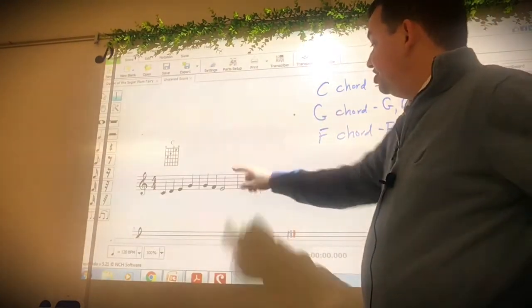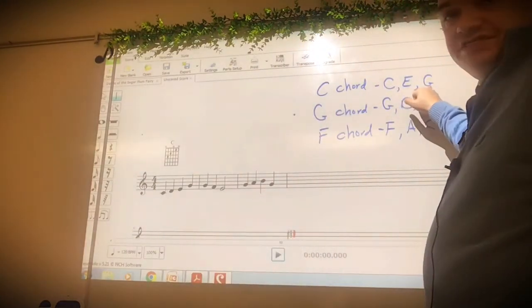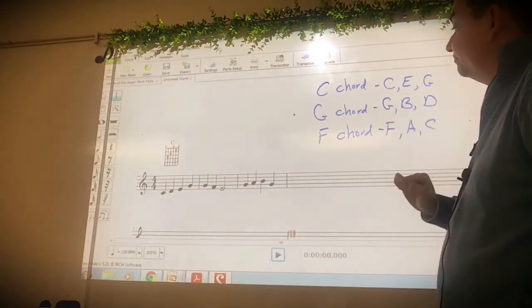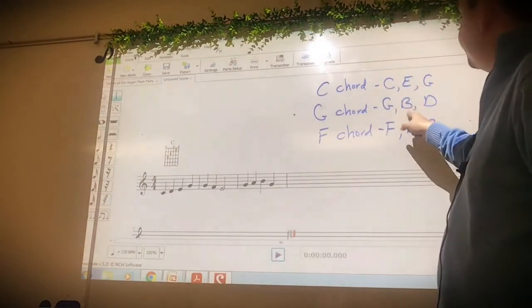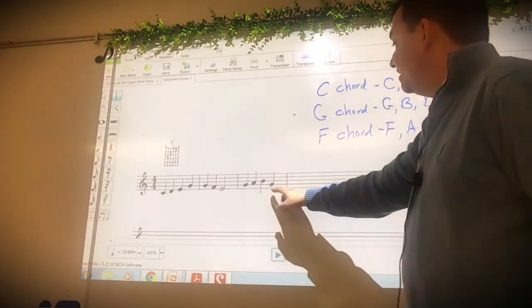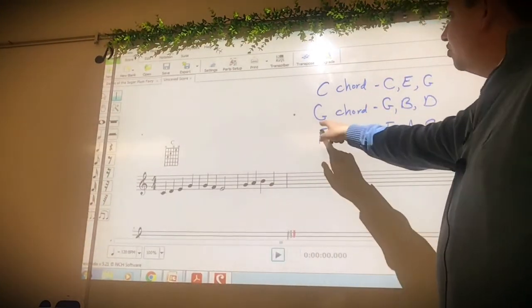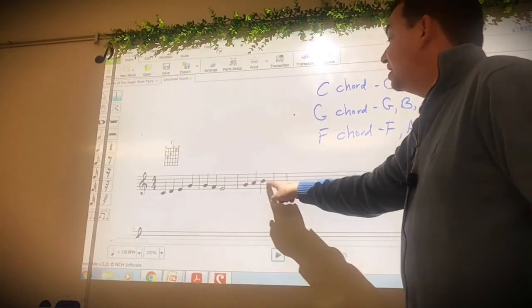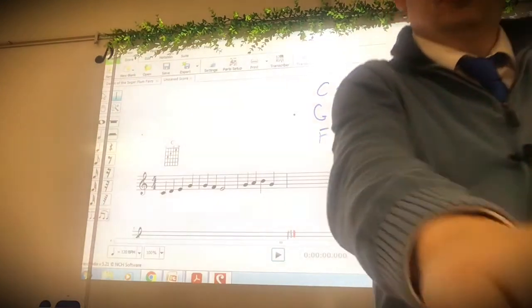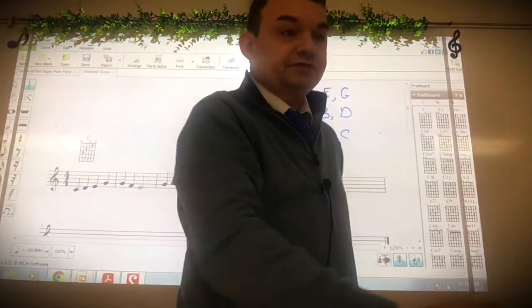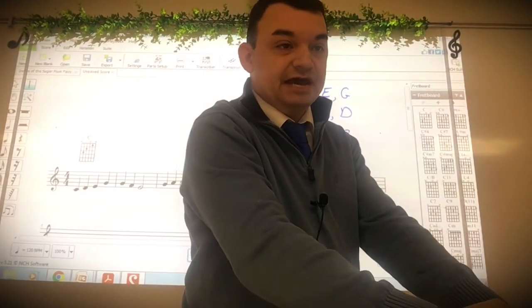Look at the notes. G. Well, G is in the C chord. It's also in the G chord. A is in the F chord. B. B is only found in the G chord. And then G again. So the G chord has more notes than any other chord being used in this part of the melody. So I go over to my menu, and I have to go down a little bit to find that G chord.